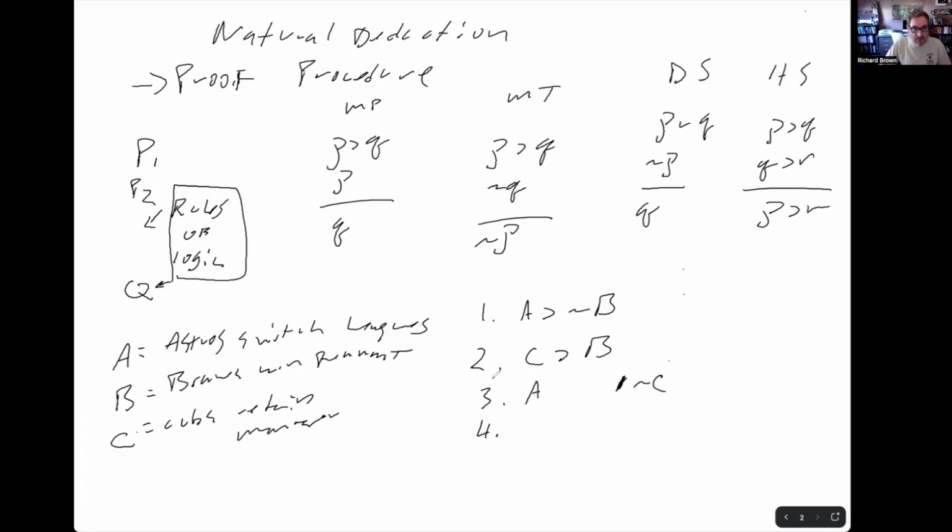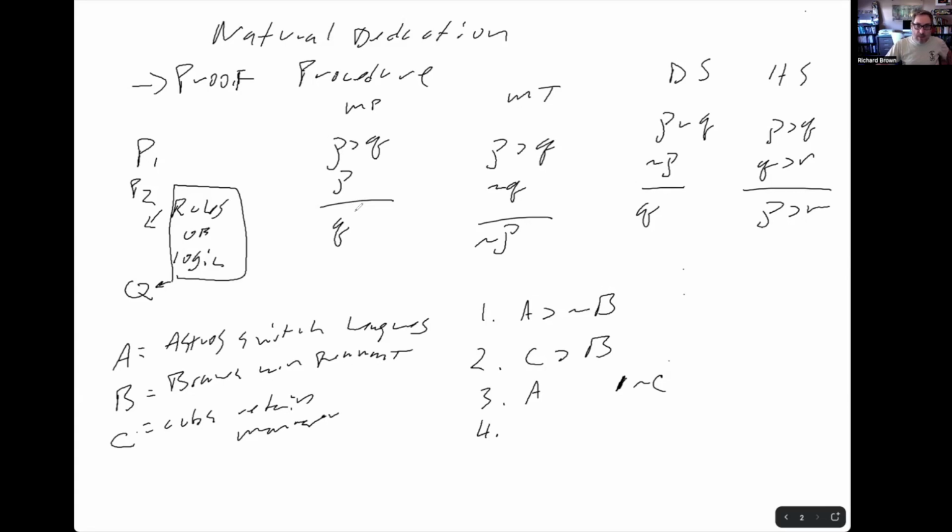So lines 1, 2, and 3 are our assumptions, the premises. And then we're going to use these rules to try to interpret these things in such a way that we can produce tilde C. And it's not too hard. If we look at line 1, it says A horseshoe tilde B, and we want to get tilde B down. That's kind of what we said informally.